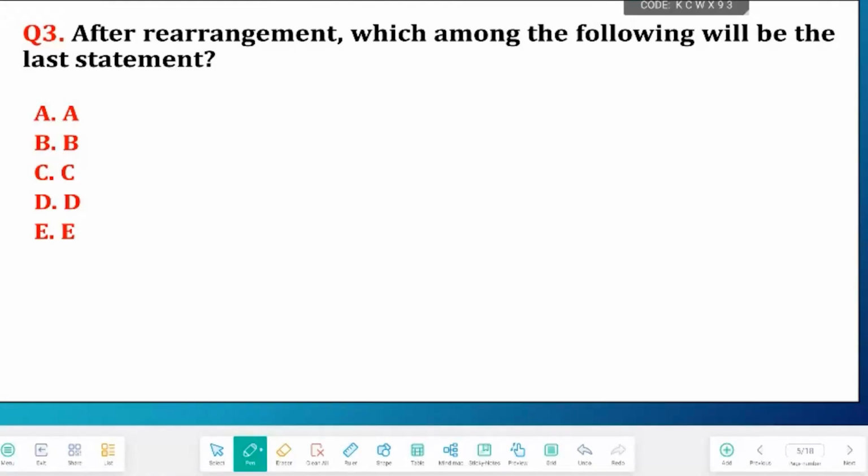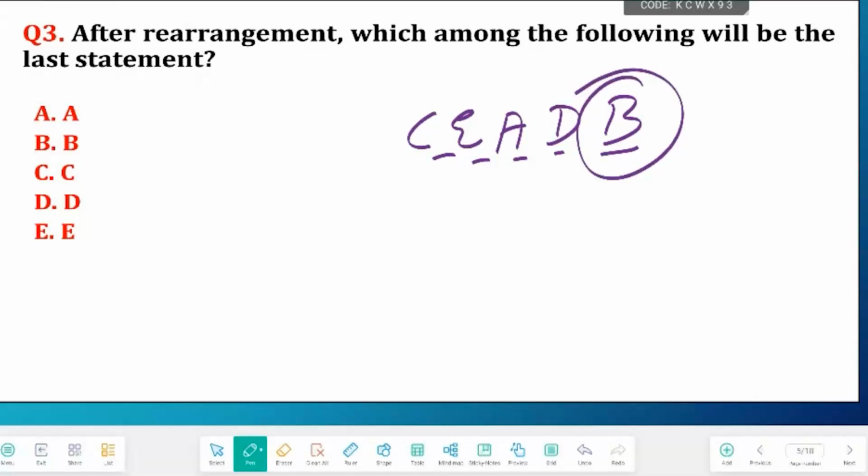After rearrangement, which among the following will be the last statement? C, E, A, D, B. So 1, 2, 3, 4, 5. B statement will be your last statement. Correct answer will be option number B for Bombay.